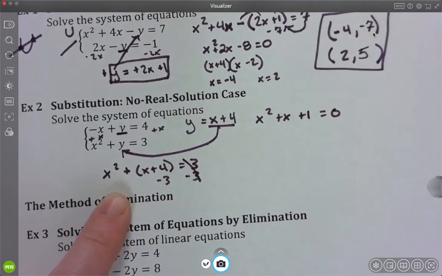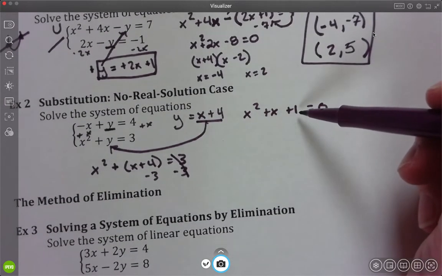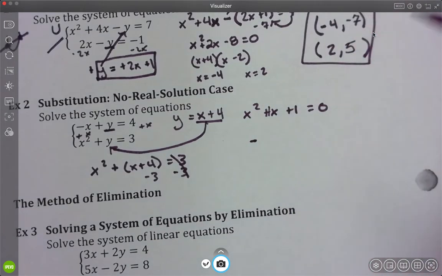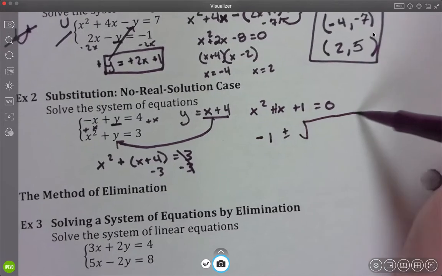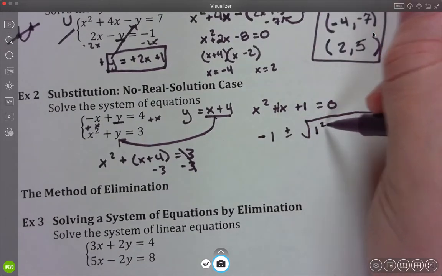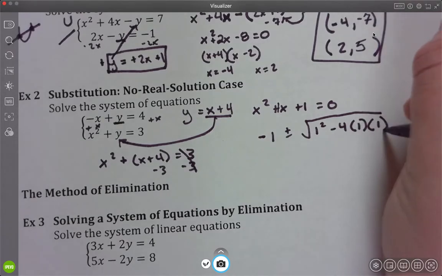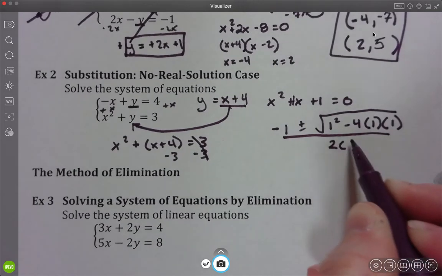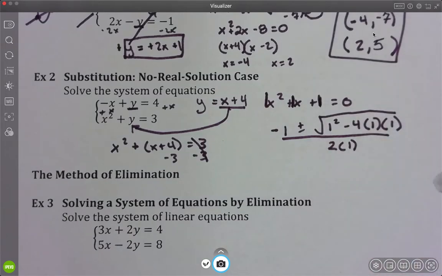Okay, now looking at this, there's nothing that I can multiply together to give me 1 that also adds to give me 1. So we can do the quadratic formula. So negative b would be negative 1, plus or minus the square root of b squared, which would be 1 squared, minus 4 times a times c. That would be all over 2 times a, which is 1. So this is my a, this is my b, this is my c. 1, 1, 1. Okay, I'm plugging 1 in for everything.